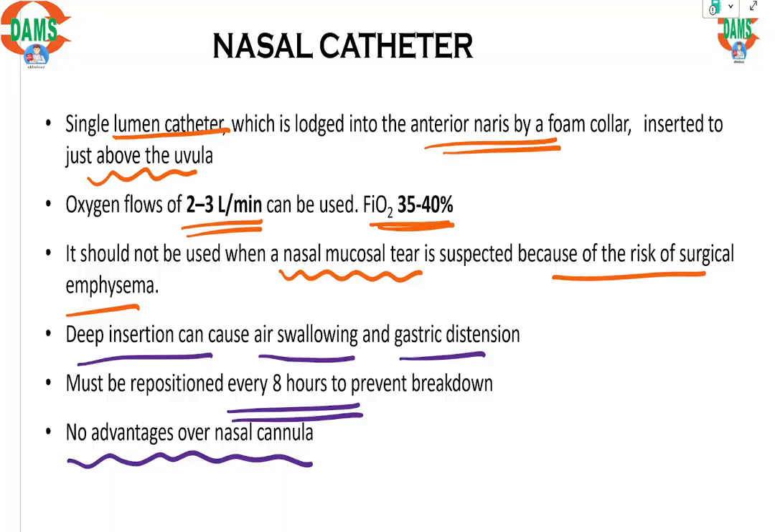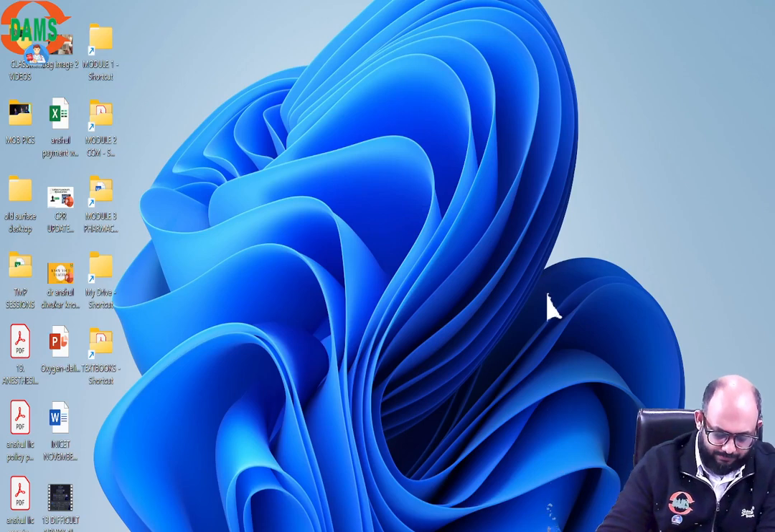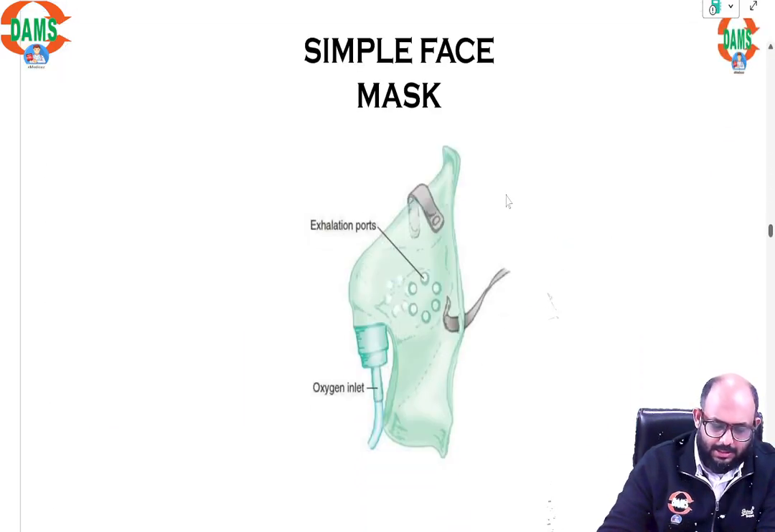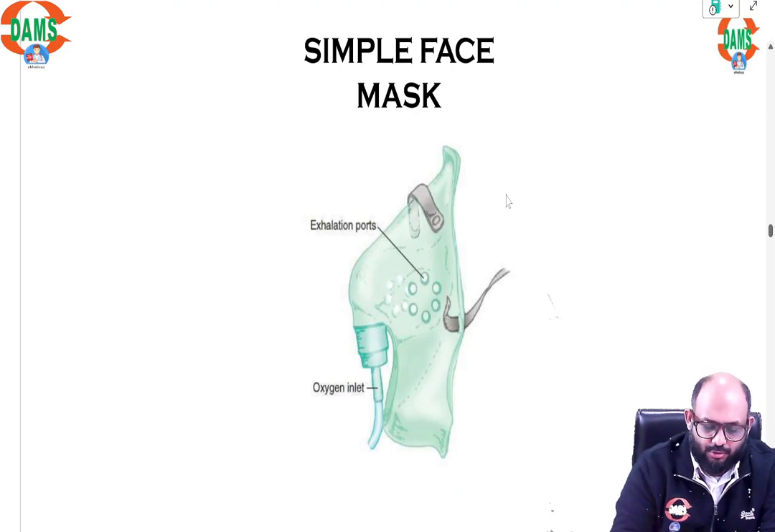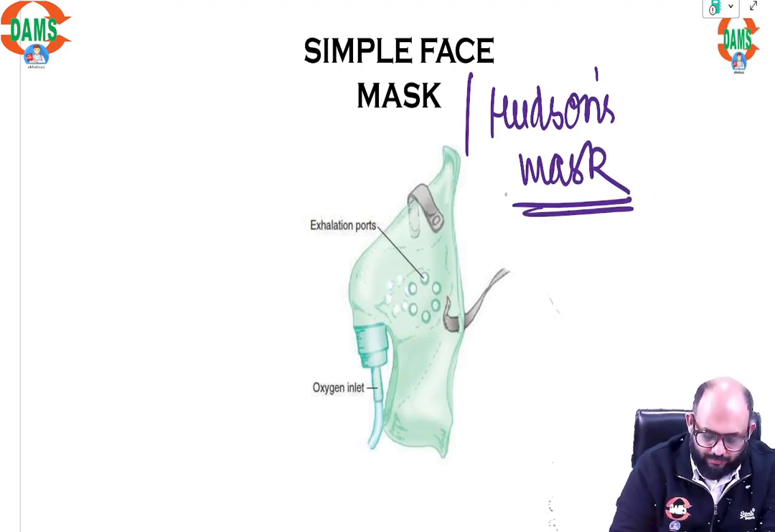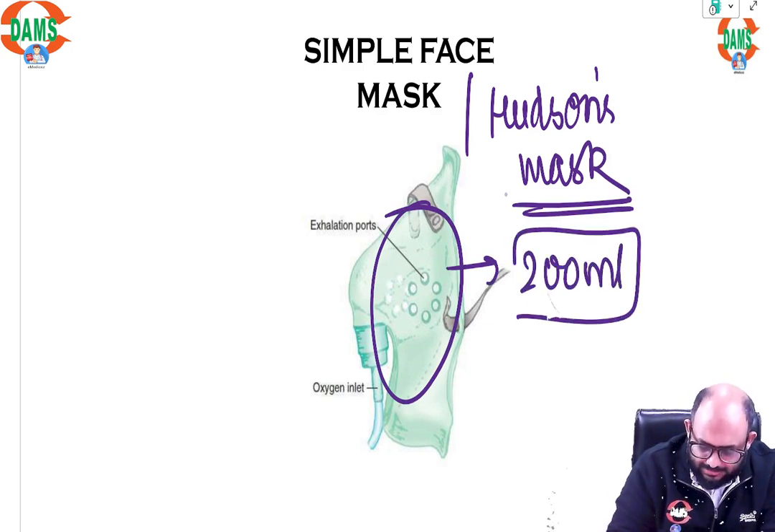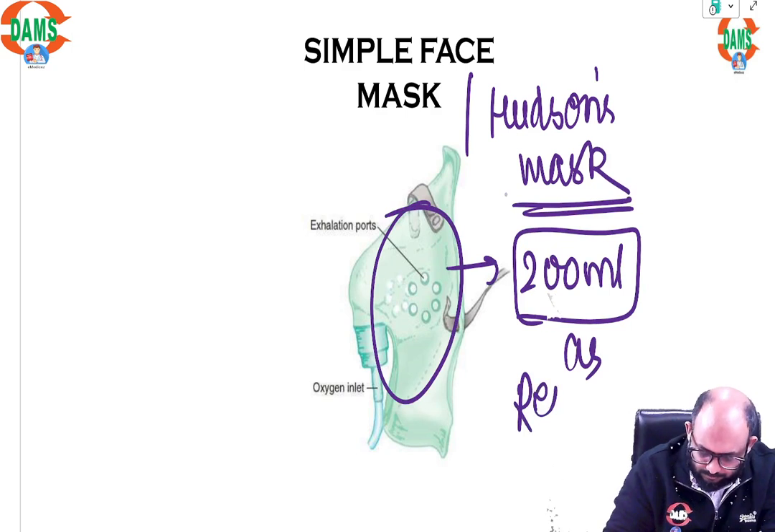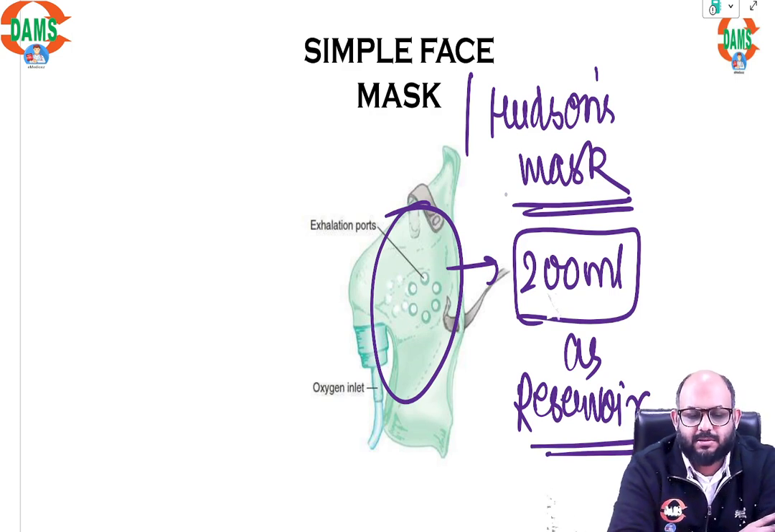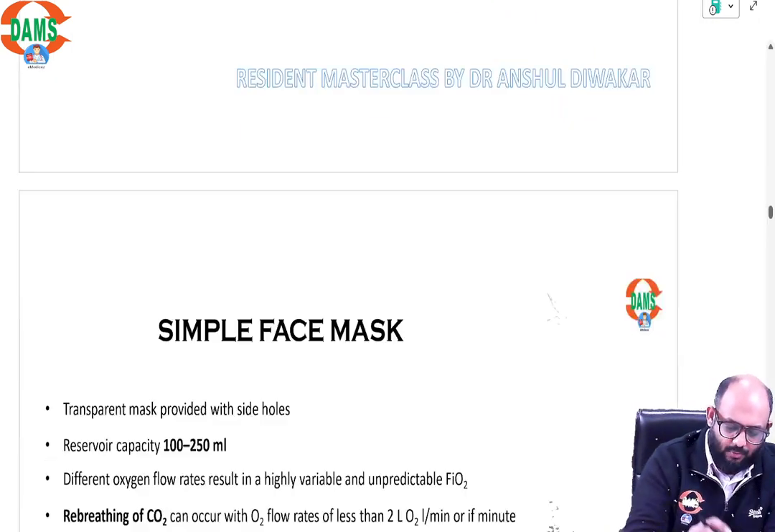Now moving on. All right. Moving on to simple face mask. That is also called Hudson's mask. What we do, we use this volume, which is usually around 200 ml, as a reservoir. This acts as a reservoir for oxygen. This volume of the mask acts as a reservoir.